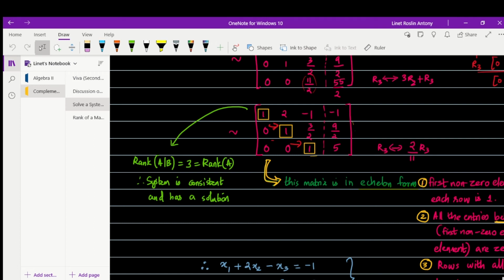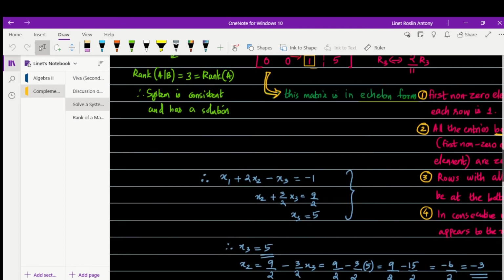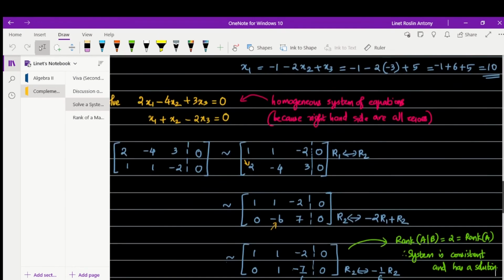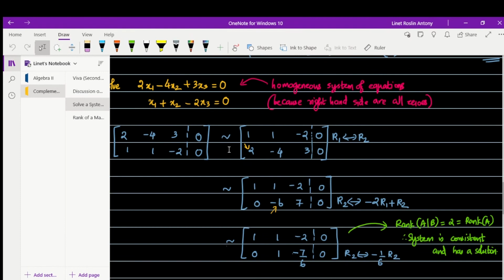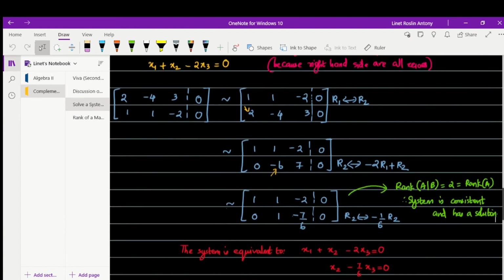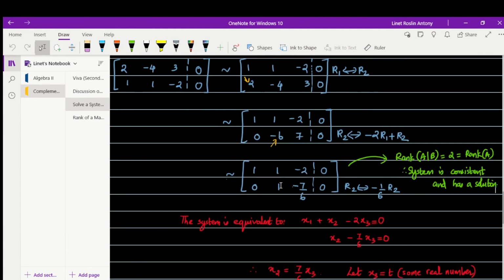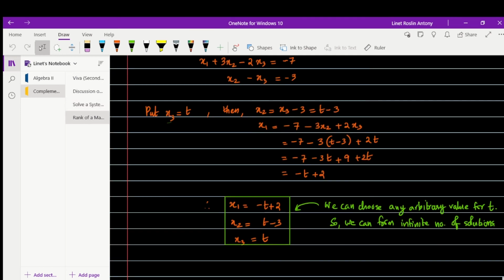Similarly, in the next question, it was a homogeneous system and the augmented matrix was converted to the echelon form, and there also the rank of the augmented matrix AB is equal to 2 and the rank of A is also equal to 2. So the system is consistent and it had a solution. That's why we reached the solution for those two examples.